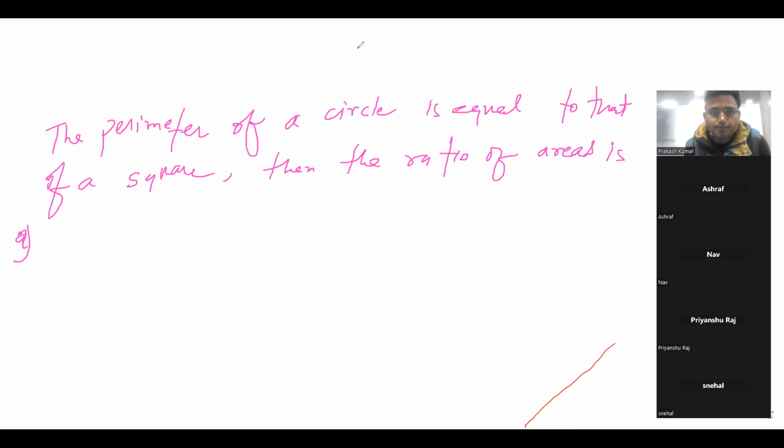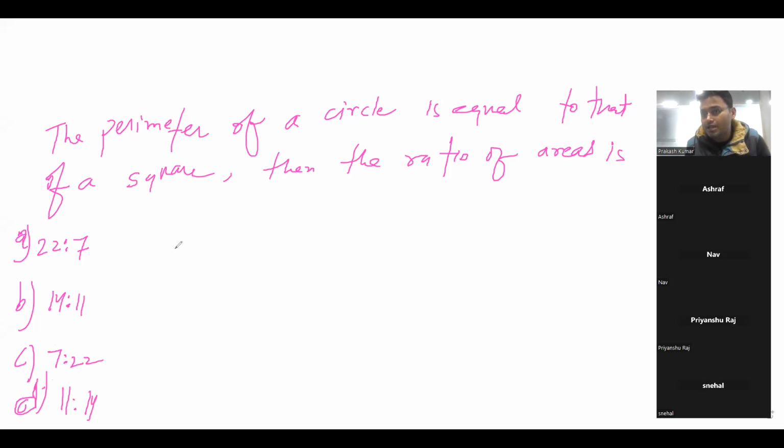I will check your copy if you are doing or not. The options are: A, 22 by 7; B, 14 is to 11; C, 7 is to 22; and D, 11 is to 14. This one is a sample paper question, so this question comes in 1 mark, 2 marks, like that.